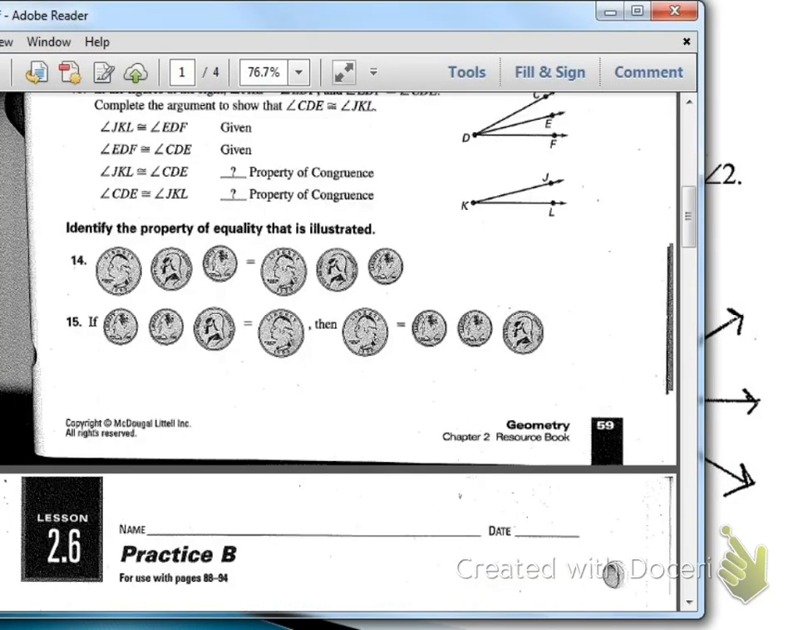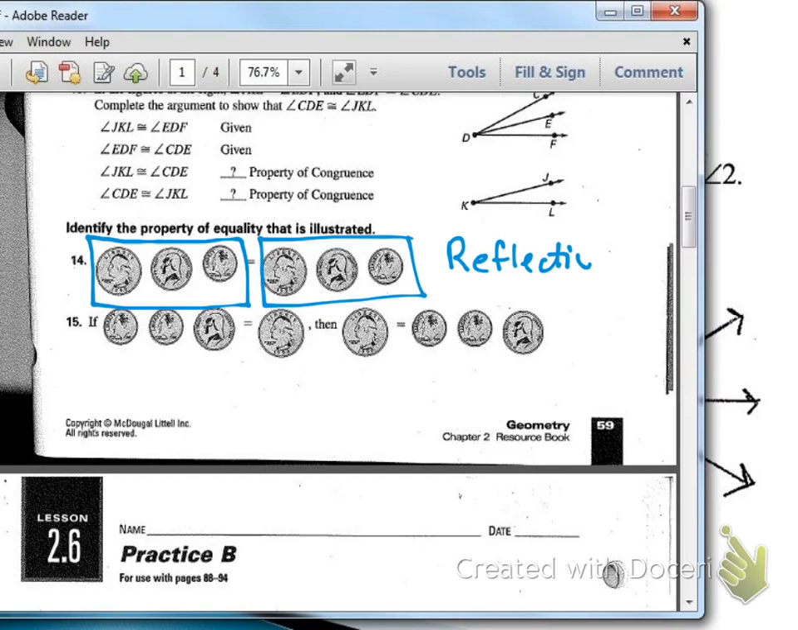All right. Number 14. Identify the property that is illustrated. So doing it with pictures, it's kind of hard to see, but this is a quarter, a nickel, and a dime equals a quarter, a nickel, and a dime. So it's the exact same thing. What's the exact same thing on both sides of the equal sign? Reflexive. Good. Now, if you wanted to say reflexive property of addition, you can, but again, I'm not too picky whether it's addition or congruence.